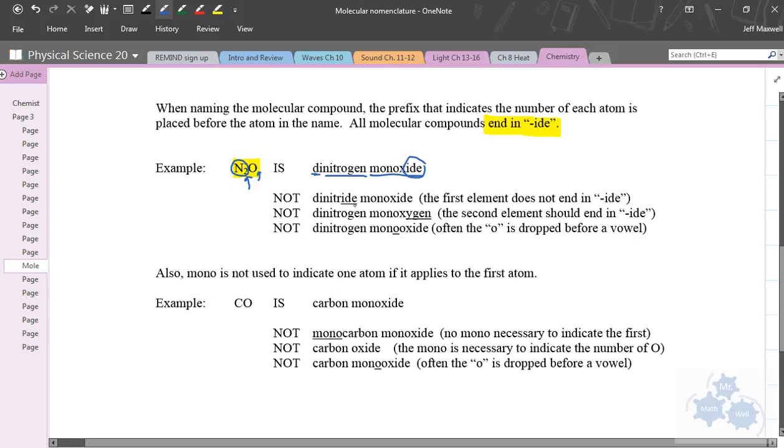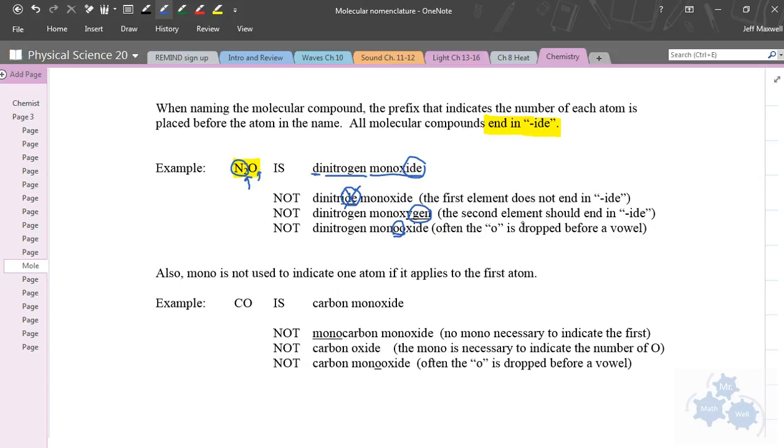It's not dinitride monoxide. There's no -ide at the end of the first one. You don't put the -ide there. You put it only at the end. It's not dinitrogen monooxygen. You always have to end with -ide. And it's not dinitrogen monooxide with two O's here. We don't put the two O's together if that happens.